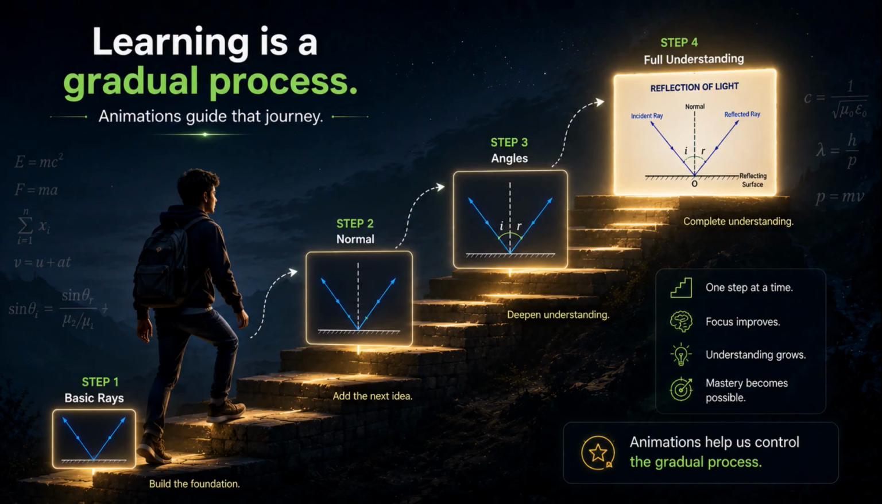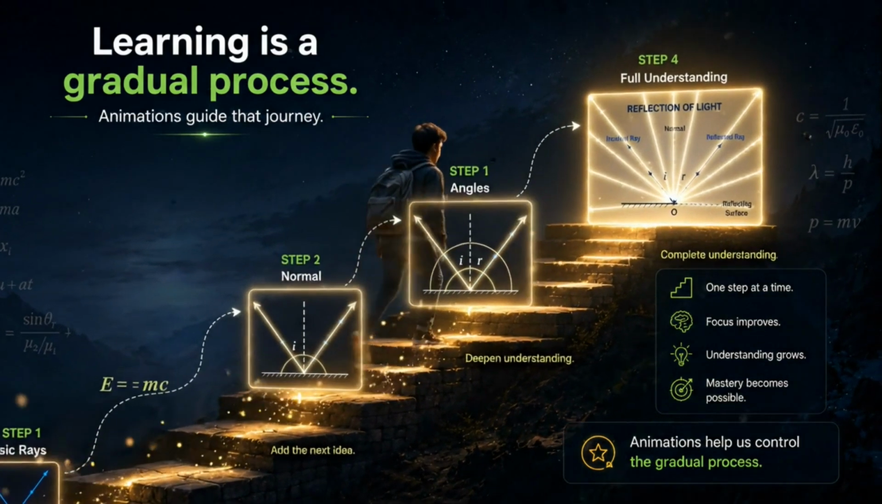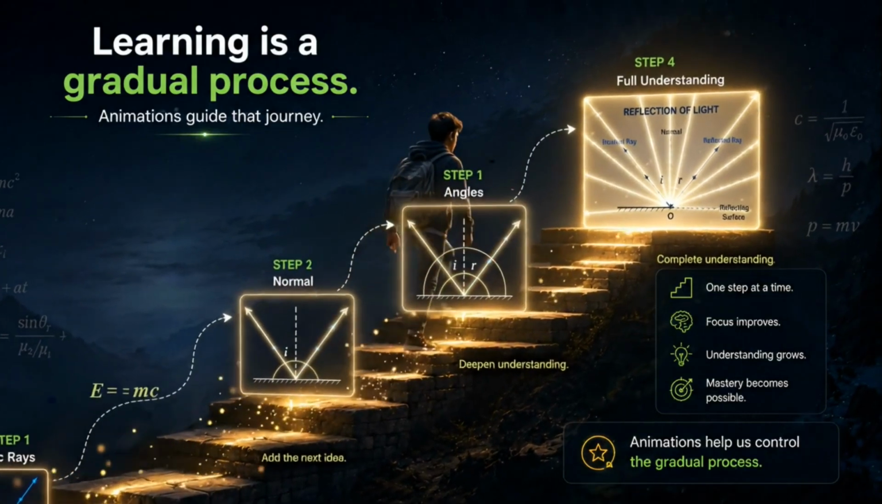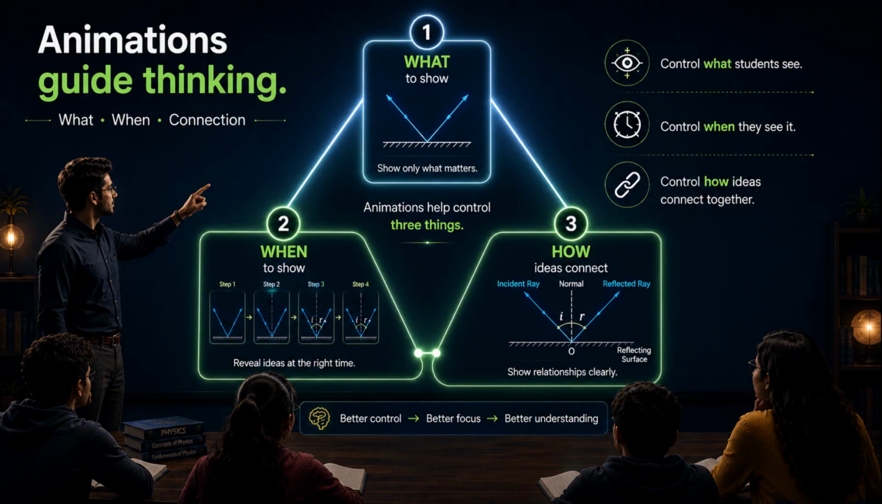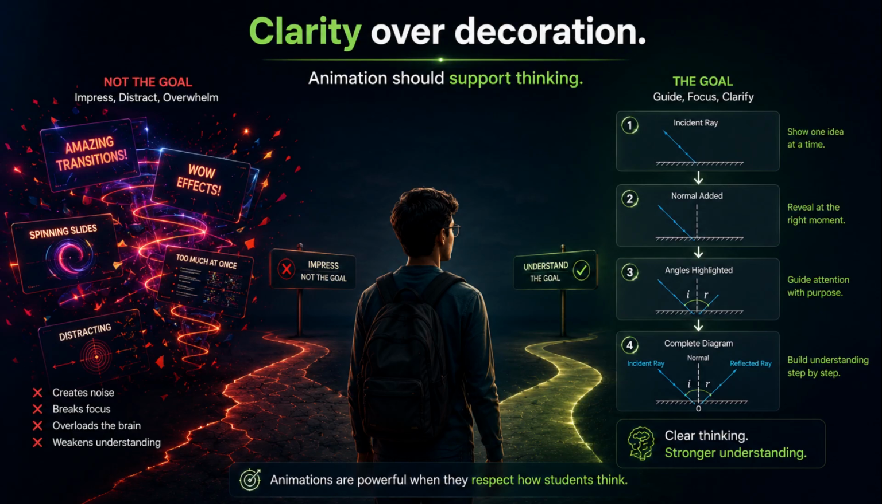Effective teaching requires sequencing. The teacher decides what should appear first, what should appear next, what should be delayed until students are ready. That sequence matters a lot. Now we can clearly understand why animations matter in teaching. A well-timed animation can direct focus exactly where the teacher wants, and that creates smoother understanding. So the goal of animation is not to impress students. The goal is to help them think clearly.